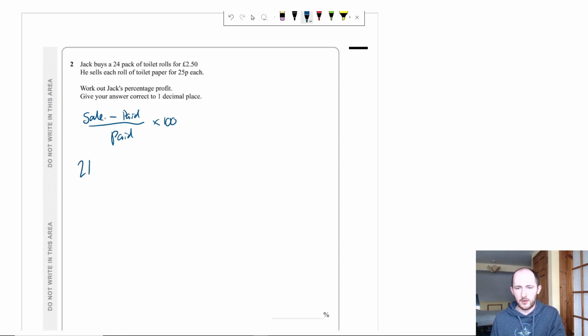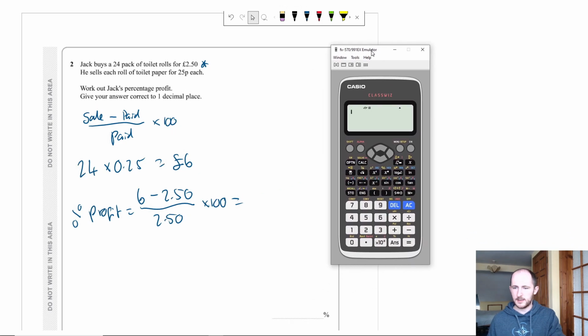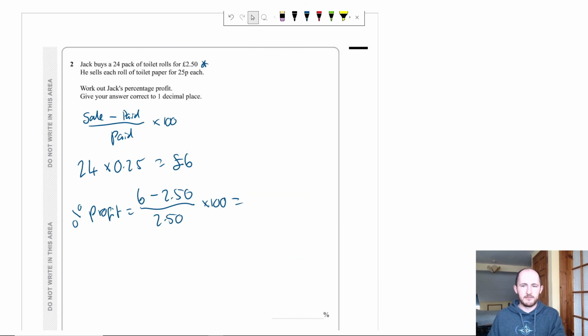So in this case, we need to work out how much he sold it for. Well, it's 24 toilet rolls for 25p each. So if I put that in pounds, because the original price is in pounds up here, it's just a quarter of 24, which is £6. So the percentage profit is equal to the amount he sold it for, so £6 minus £2.50, over £2.50, times 100. Okay, so let's just work that out. Again, we have calculators, so we can do this. 6 minus 2.5 over 2.5 times 100 equals 140% profit. Not bad.